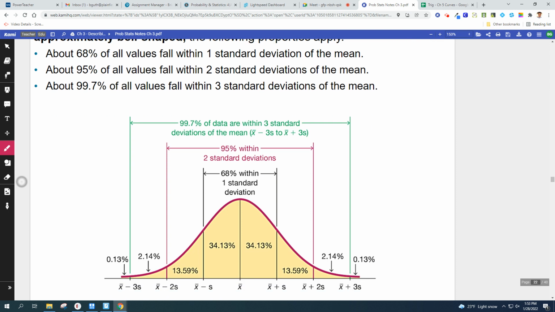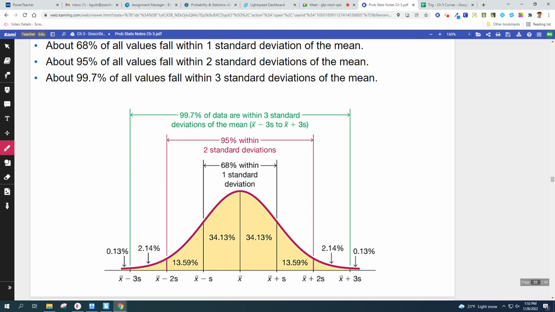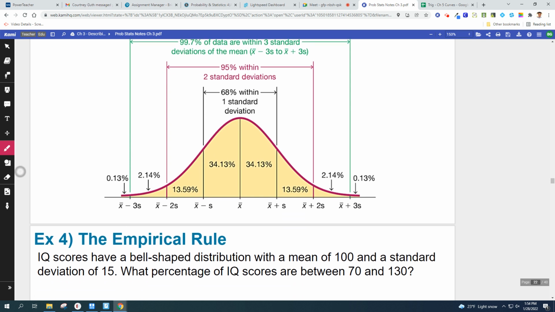So they're saying about 68% of all values fall within one standard deviation of the mean, about 95% fall within 2 standard deviations, and about 99.7% fall within 3 standard deviations. I think it's easiest to understand if you look at this picture.